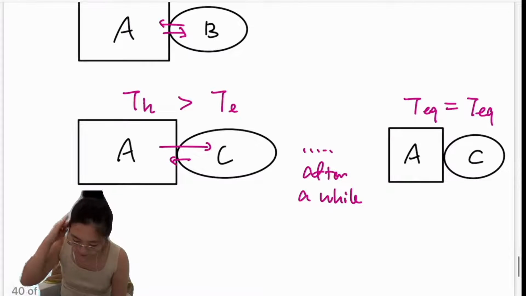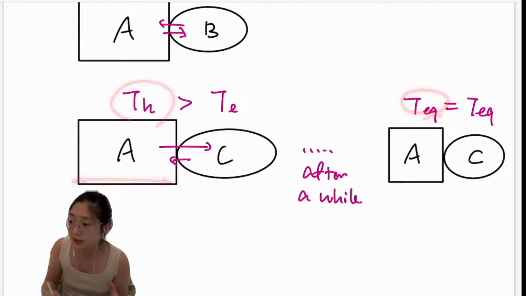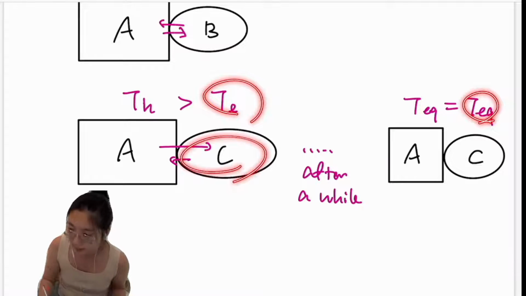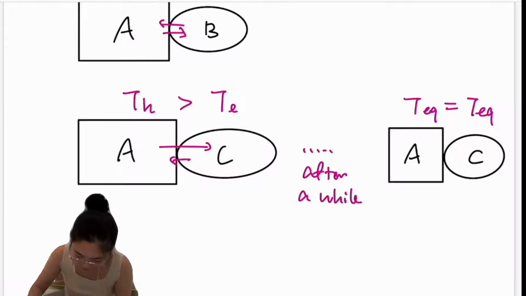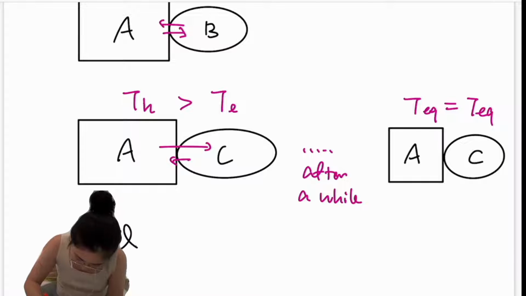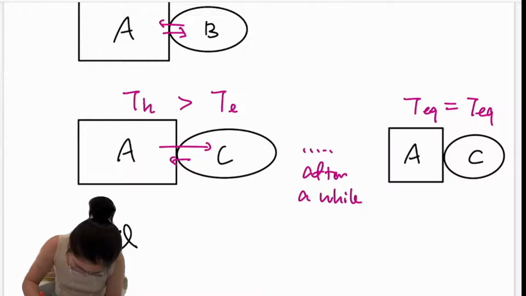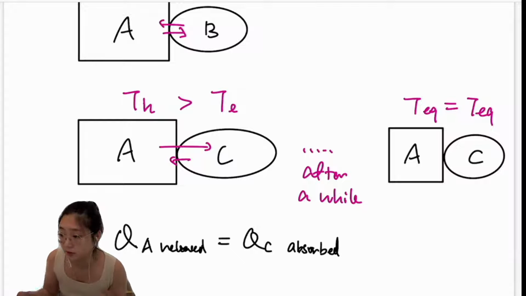And obviously this equilibrium temperature will be somewhere between T low and T high. What we mean by that is, from T high to T equal, object A has lost some amount of energy, and from T low to T equal, object C has absorbed some amount of energy. And these two amounts of heat transfer are exactly the same. Q refers to the amount of heat flow. Q of A released is equal to Q of C absorbed, of course assuming that there is no heat loss to the environment, to the surroundings.